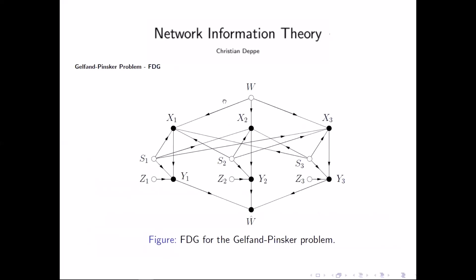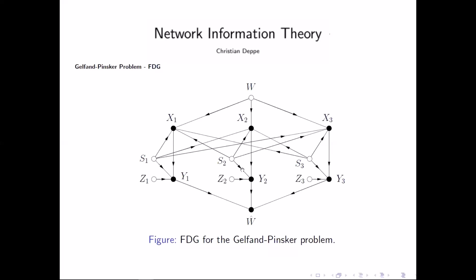Let's look at the FDG of this problem. Here we look at block length 3 again. So you see the sequence X1, X2, and X3 depends on W, but each symbol depends also on S1, S2, and S3. That's what the encoder did.